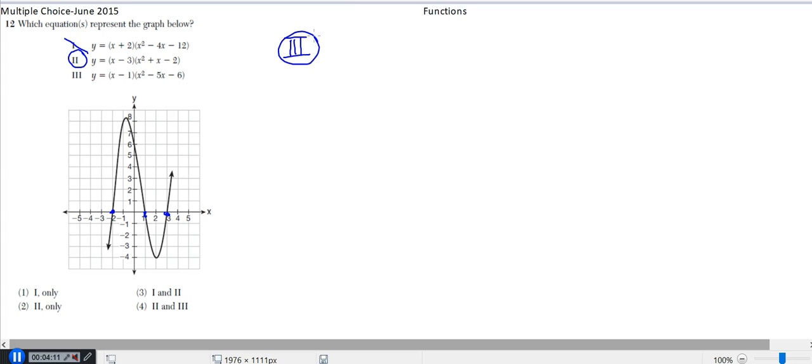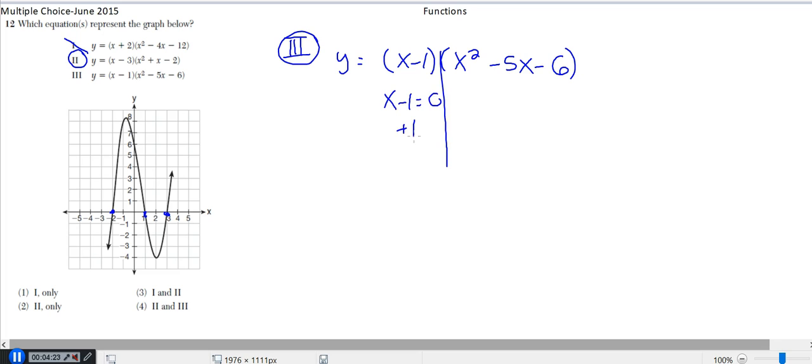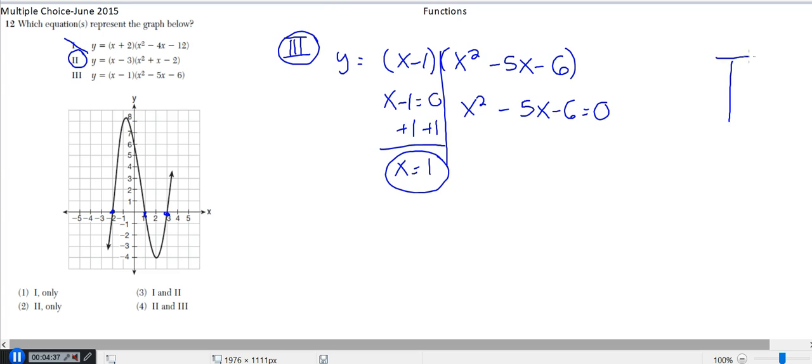Choice 3, y is equal to x minus 1 times x squared minus 5x minus 6. And we're going to set each of the factors equal to 0, so x minus 1 is equal to 0, plus 1, and plus 1. X is equal to +1. So far it matches. Now we need to set the other factor equal to 0. X squared minus 5x minus 6 is equal to 0. To solve this quadratic equation, we need to factor it more. Factors of -6 that add up to -5.